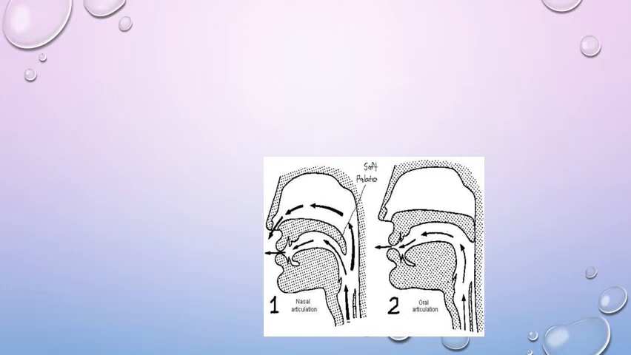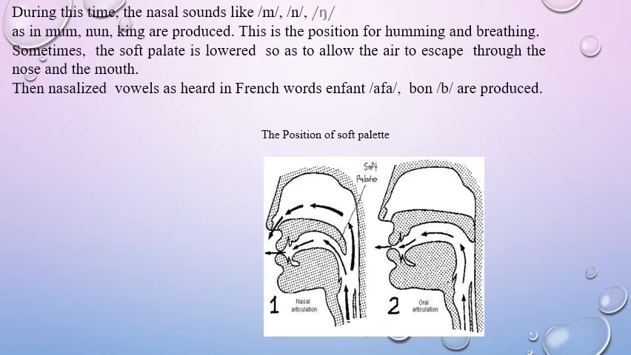In the second diagram, you can see that the air passes only through the mouth and here the valve is closed. In the first diagram, the arrow mark, you can see the valve is open. This is the position of the soft palate. Okay? Now, nasal sounds are said: ma, na and nya.